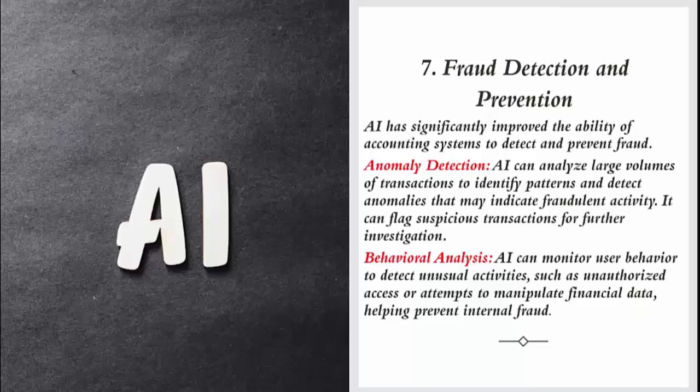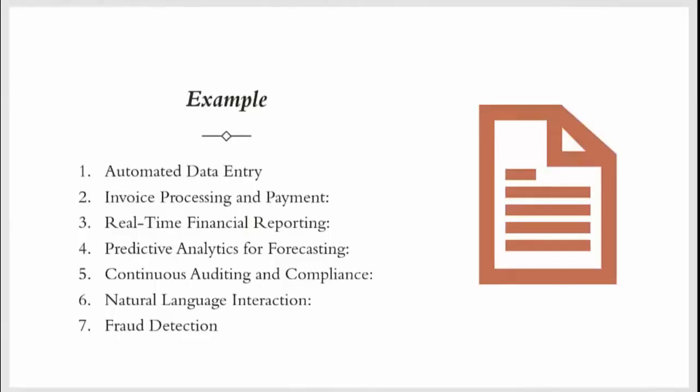Example to illustrate how AI works in accounting. Let's consider a small business, Green Tech Solutions, that has implemented an AI-powered accounting system. 1. Automated data entry. The AI system automatically captures data from scanned invoices and receipts, eliminating the need for manual data entry. It reads the details such as the date, amount, and vendor and enters them into the appropriate accounts.